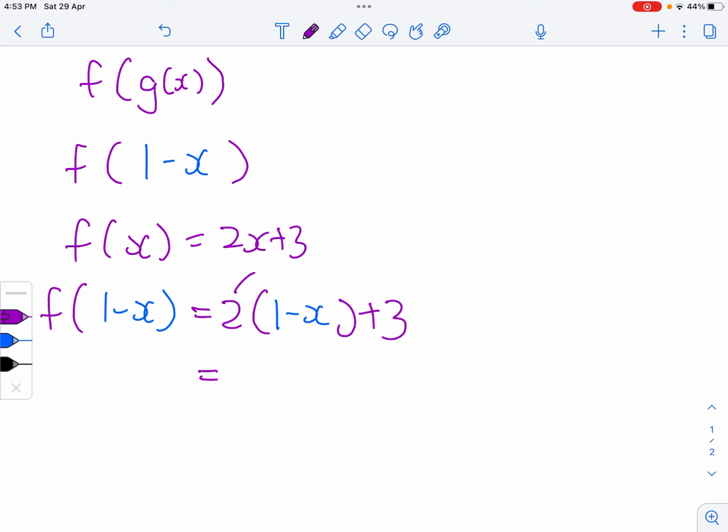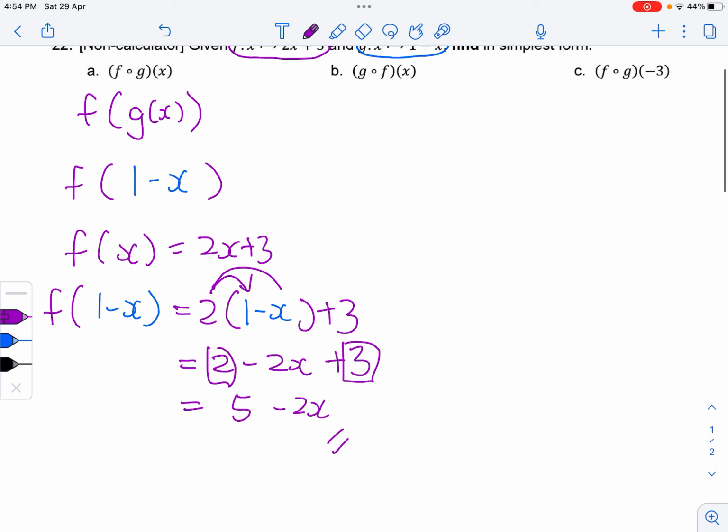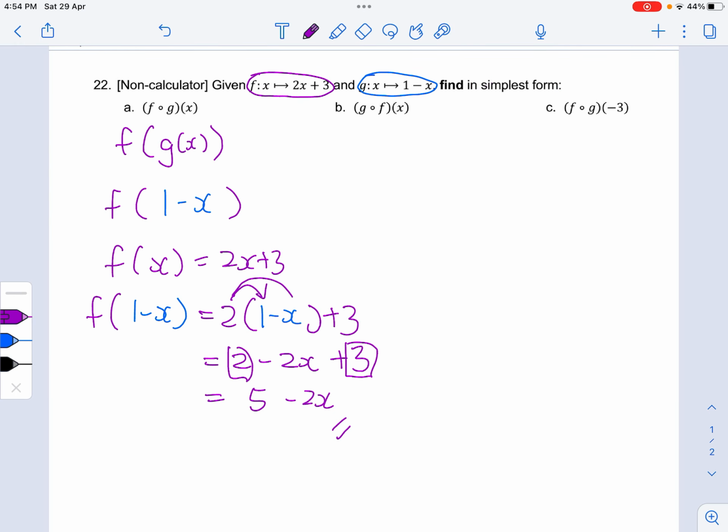And so here we just expand. So 2 times negative x is negative 2x, plus 3. And then we just simplify it. So 3 plus 2 is 5, minus 2x. And there we have it. We have our answer. This is the simplest form because it asks for the simplest form, and that's the simplest we can get.